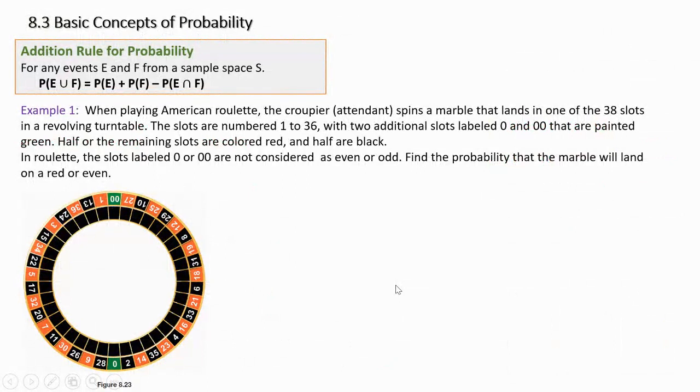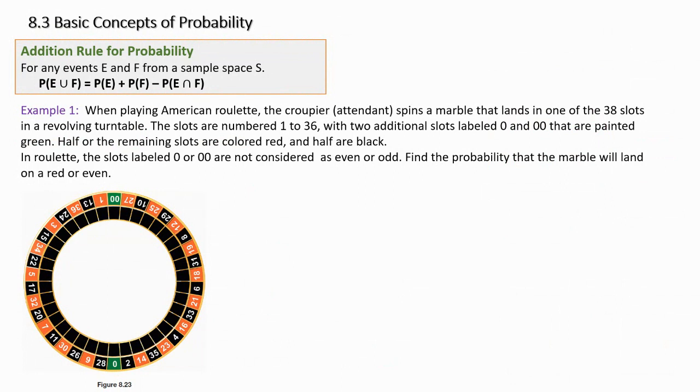Okay, now, this is an example from the book, and it's also something similar. It's assigned also for homework. Okay? It reads, when playing American roulette, the croupier, which means the attendant, spins the marble that lands in one of 38 slots in a revolving turntable.